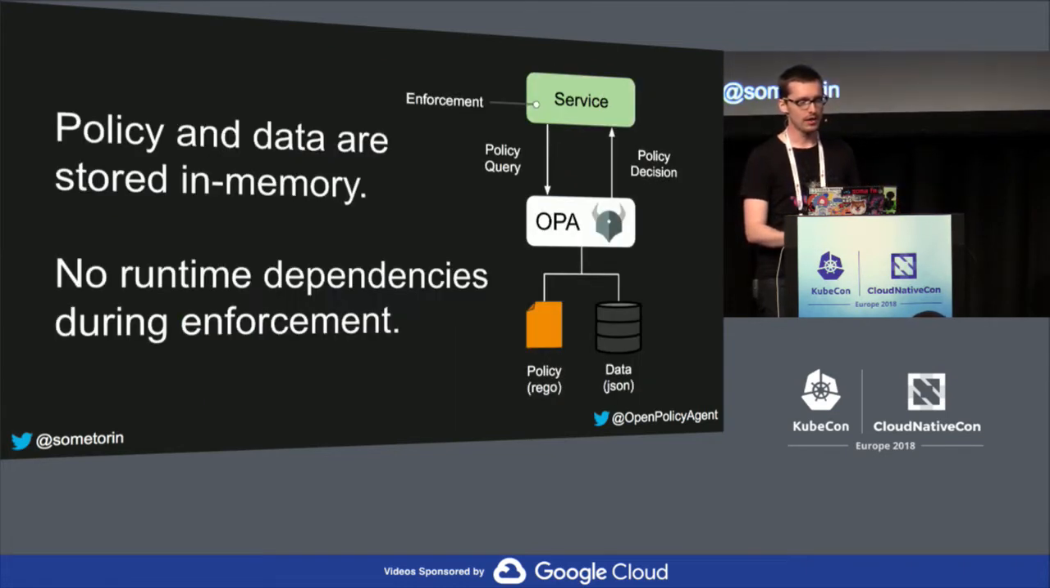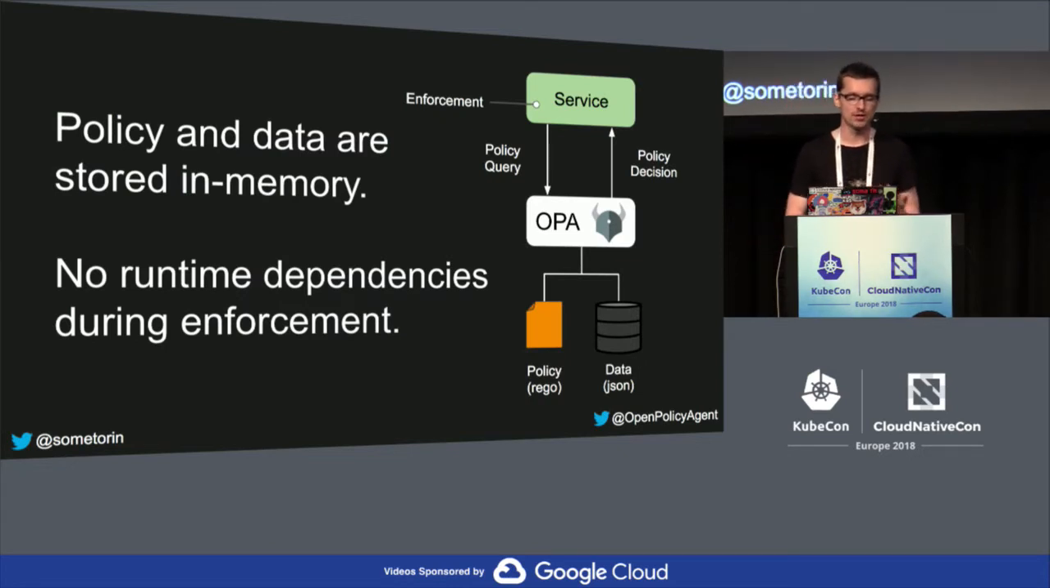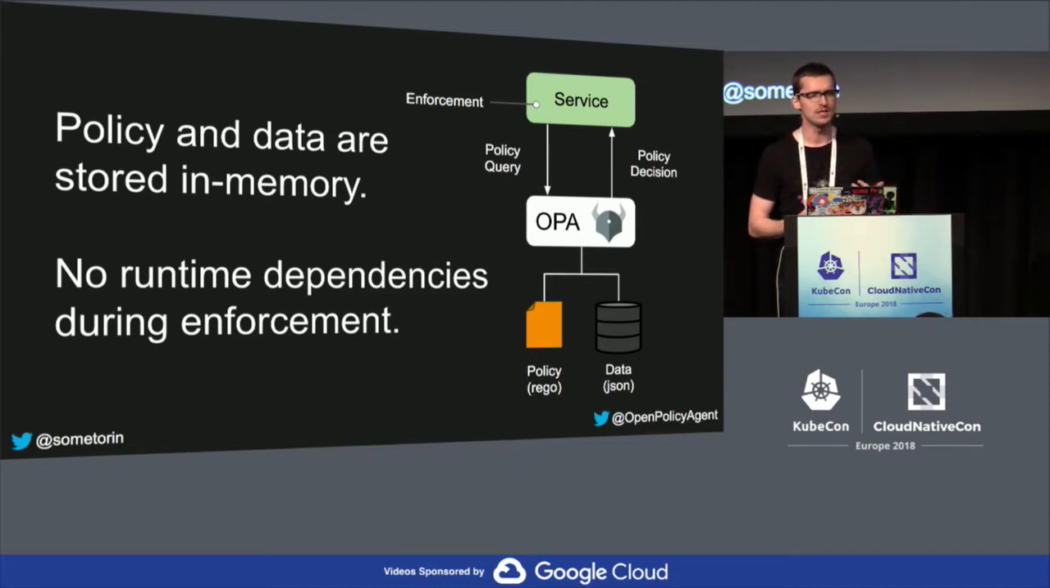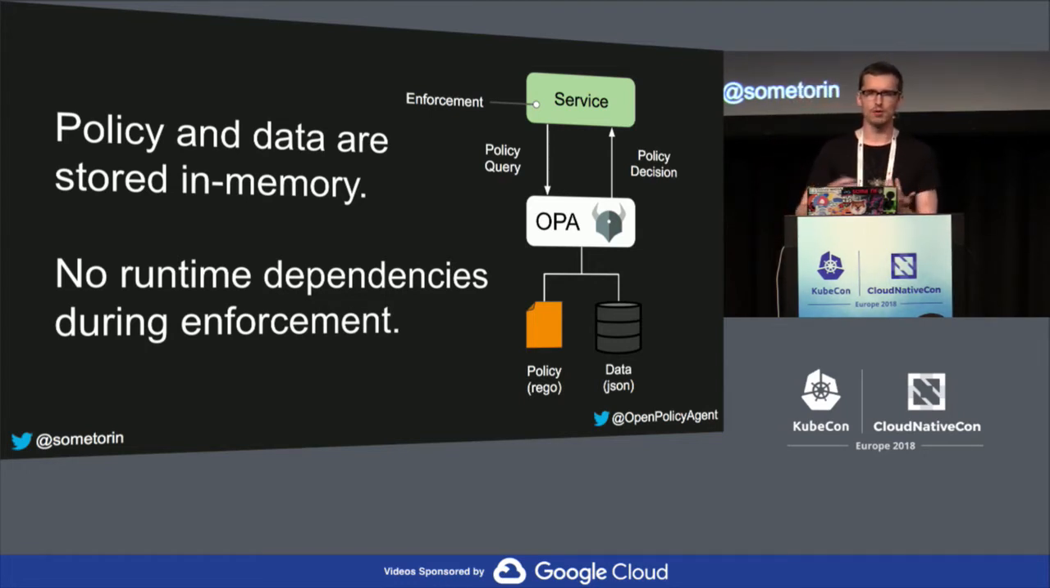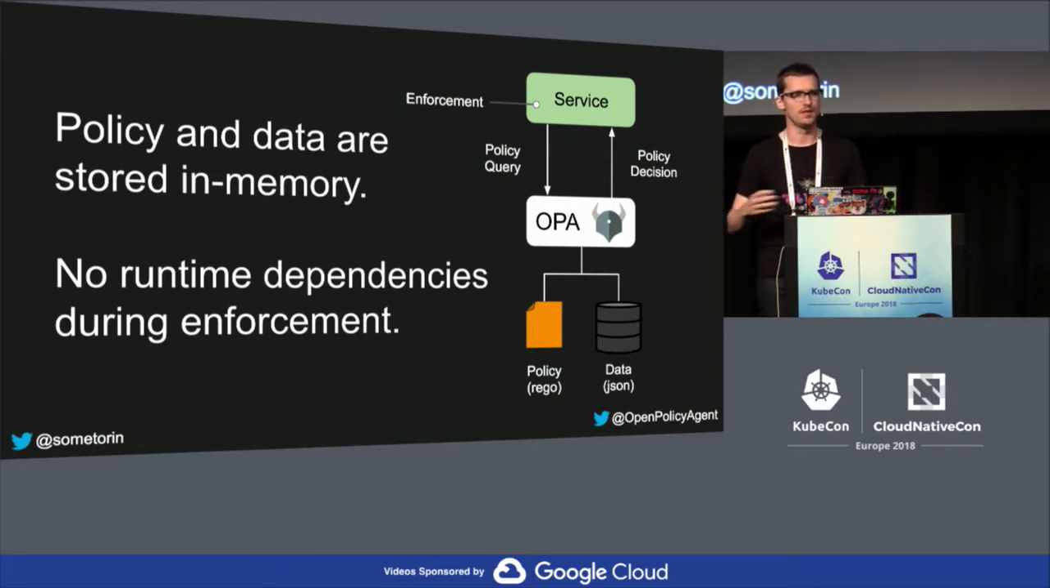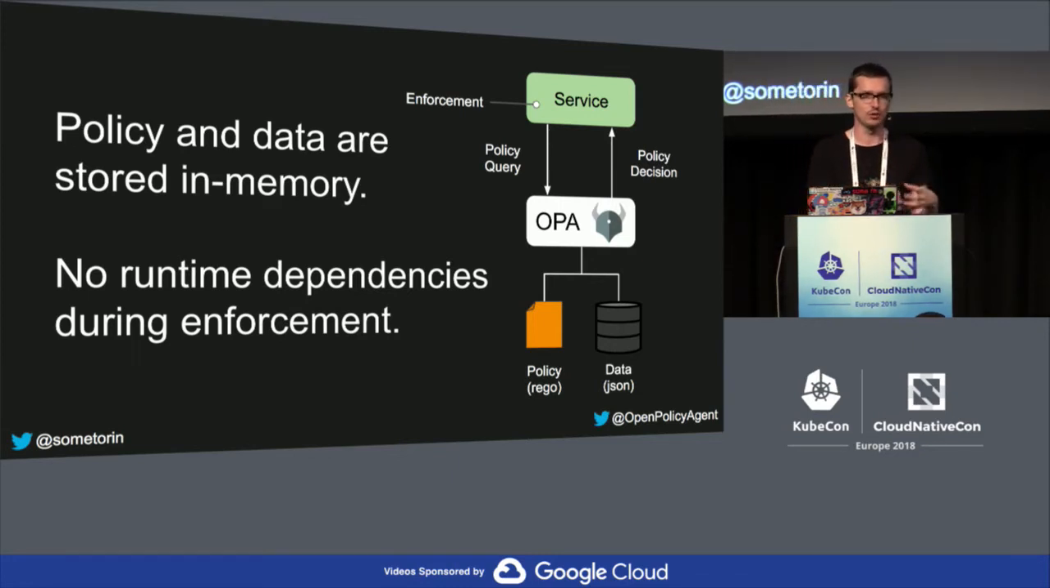Now, in order to make all of this work, we've made certain design decisions with OPA. And so we designed it to be as lightweight as possible. And to do that, there are a couple things. So first of all, policies and data are all stored in memory. So when you ask OPA for a policy decision, it's not calling out to an external database to get the policies or the data that it needs. Moreover, when you ask for a policy decision, it doesn't call out to any other service. So all the decisions are handled locally on the machine with policy and data cached in memory.